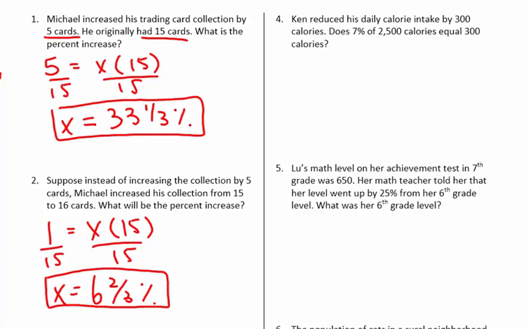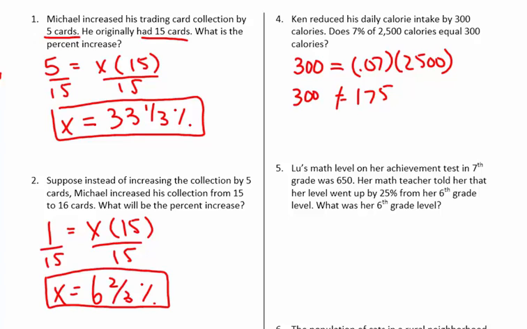Ken reduced his daily calorie intake by 300 calories. Does 7% of 2,500 equal 300 calories? So we're trying to see if this is true. 300 is the part. That's his reduction, how much he reduced it by. 0.07, and his original amount was 2,500. So I need to know, does 0.07 times 2,500 equal 300? And it actually is 175. So this is not true.